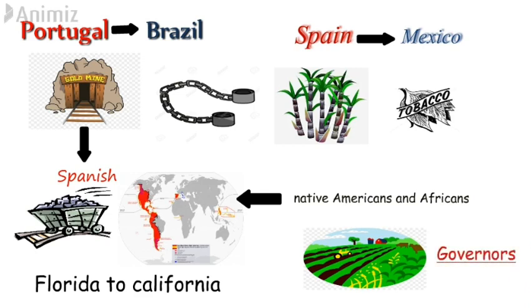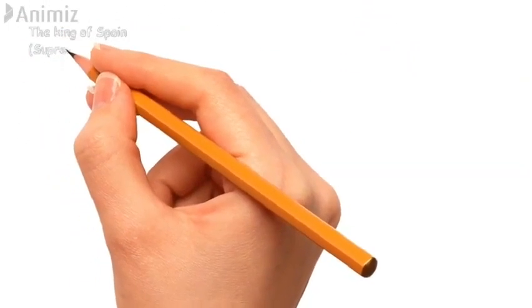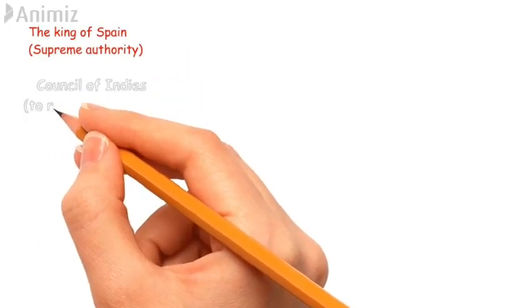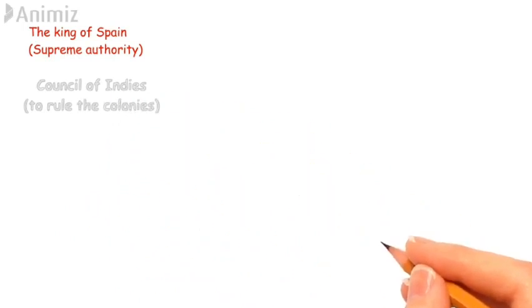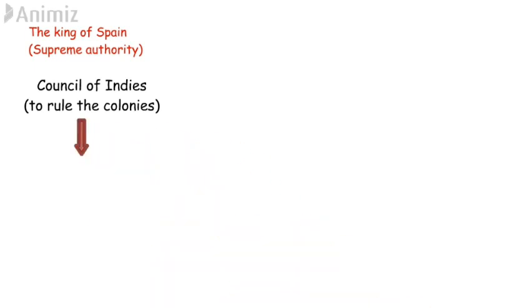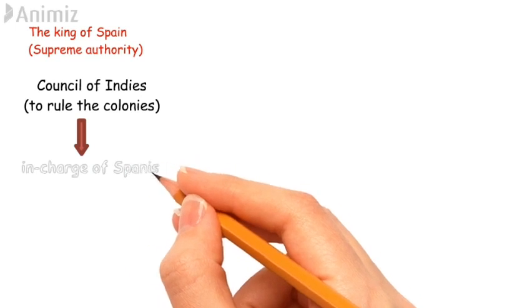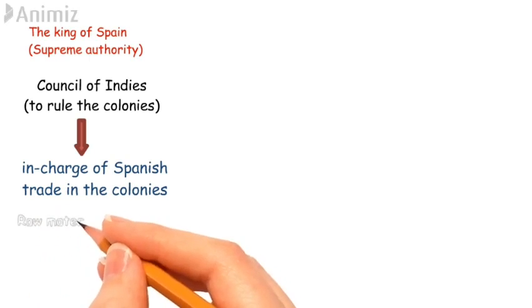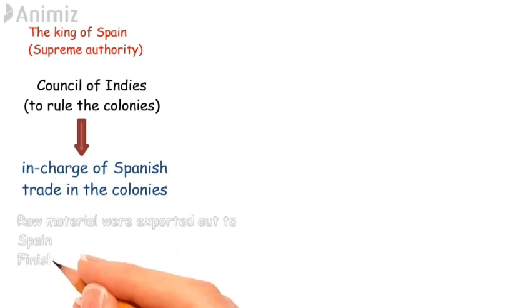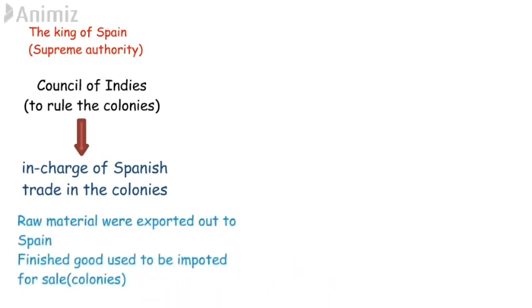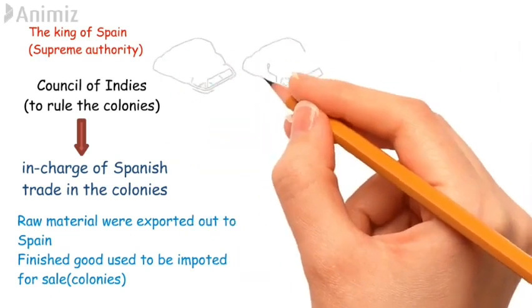Spain appointed governors to administer these regions. The King of Spain was the supreme authority. An organization called the Council of the Indies was established to rule the colonies. This council was also in charge of Spanish trade in the colonies. Essential raw materials were exported to Spain, and the finished goods were imported for sale in the local markets. The trade of gold and silver acquired from these colonies earned huge profit for the king.